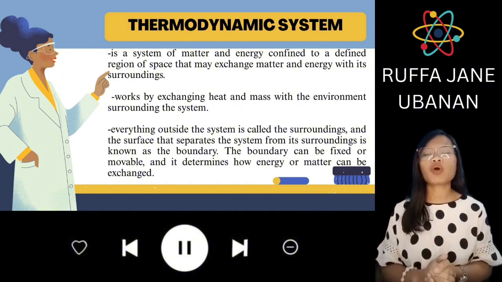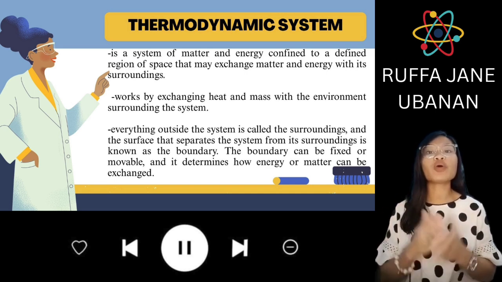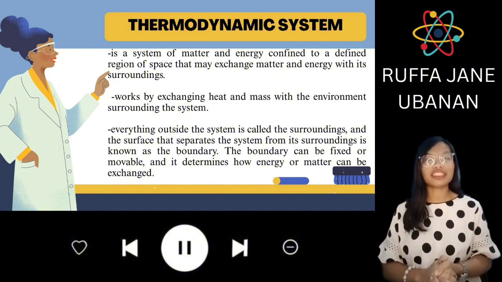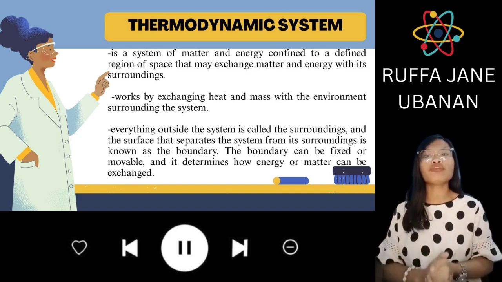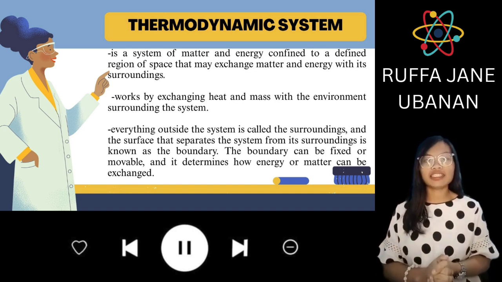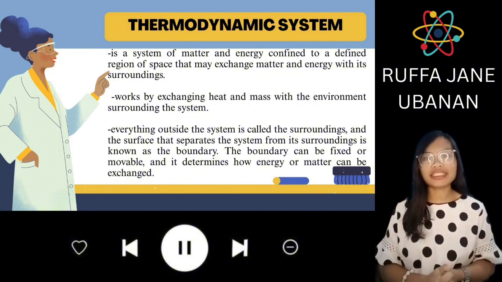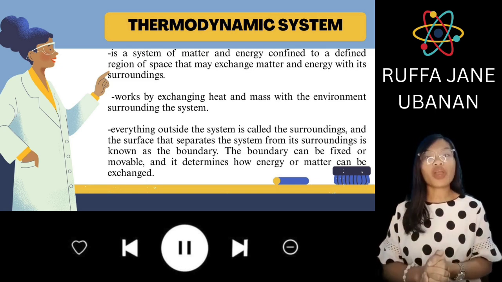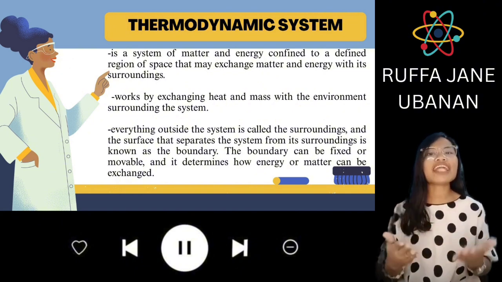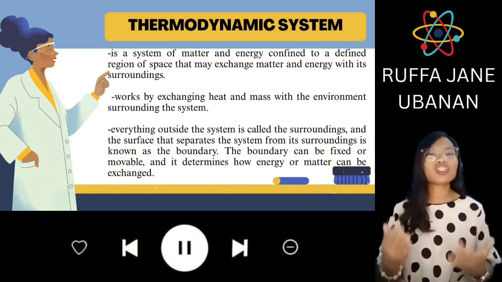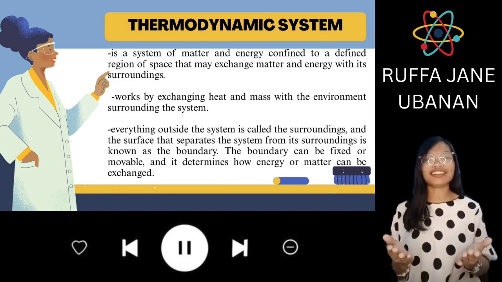This boundary is important because it dictates whether and how energy or matter can flow in or out of the system. For example, a fixed boundary might not allow volume change, while a movable boundary, like a piston, allows the system to expand or compress. Overall, a thermodynamic system is a defined space where matter and energy interact with their surroundings, and understanding its boundaries and exchanges is key to analyzing physical and chemical processes.